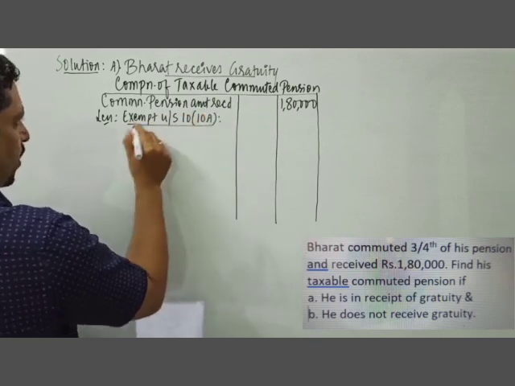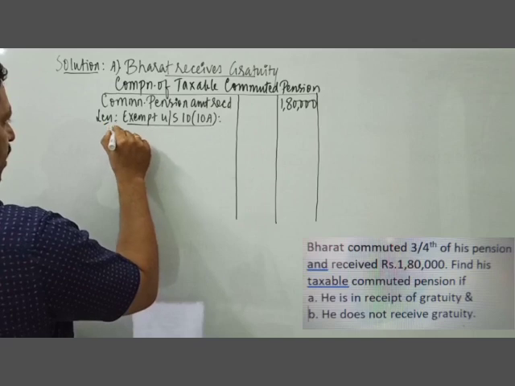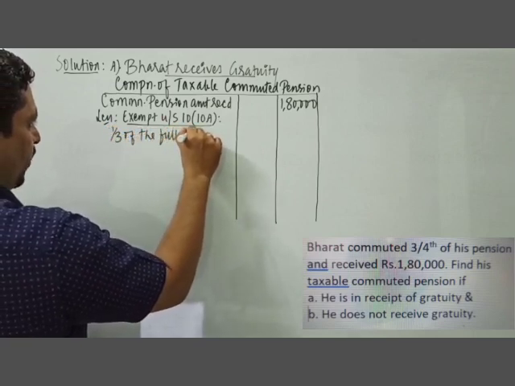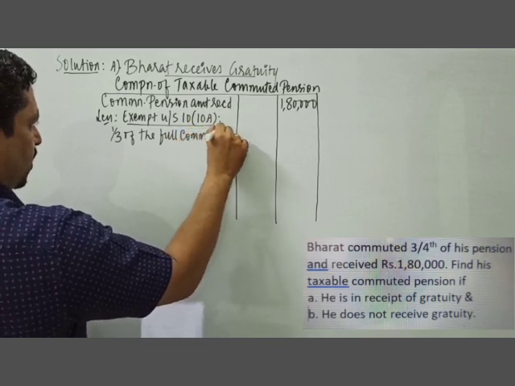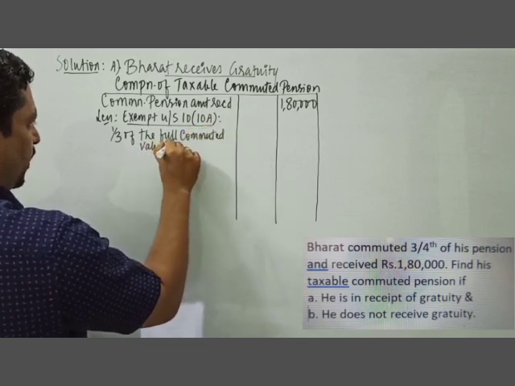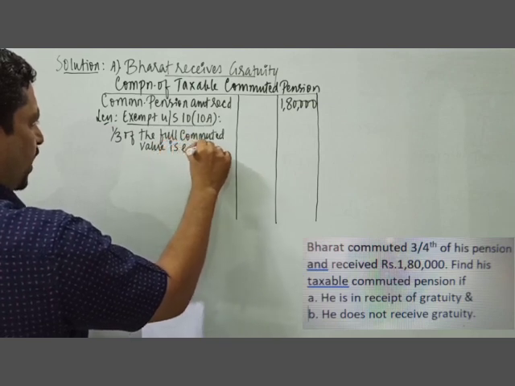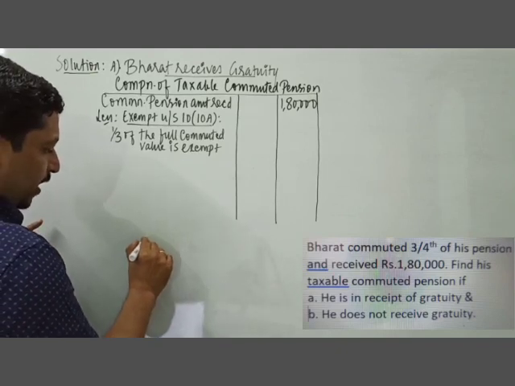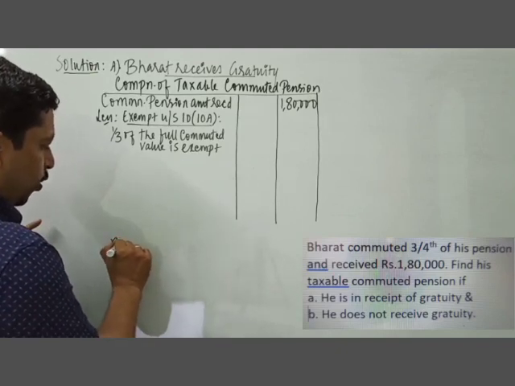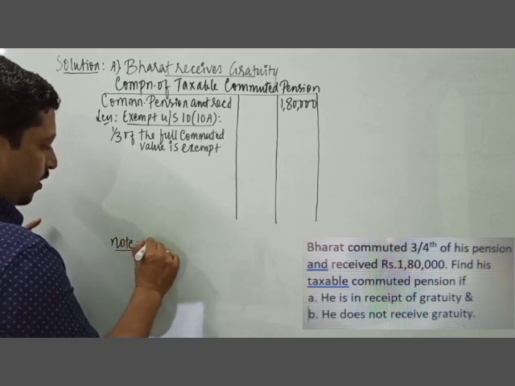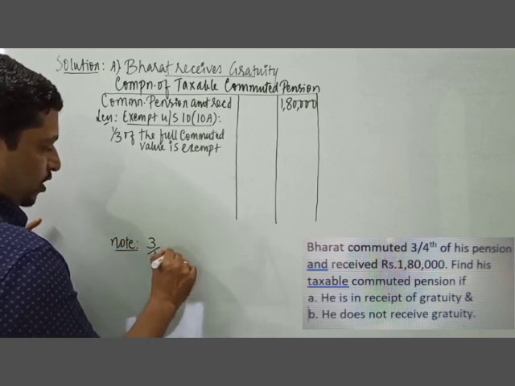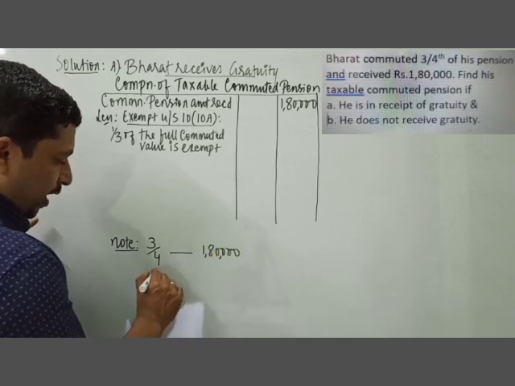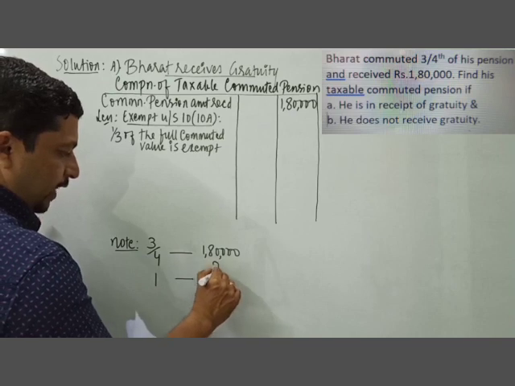So what is the rule? Since he is receiving gratuity, 1/3 of the full commuted value will be exempt. Now how do we calculate this full commuted value? I record over here, as a note, Bharat is commuting 3/4 of his pension and he receives rupees 1,80,000. So the full commuted value of pension will be 1, and how much is that?